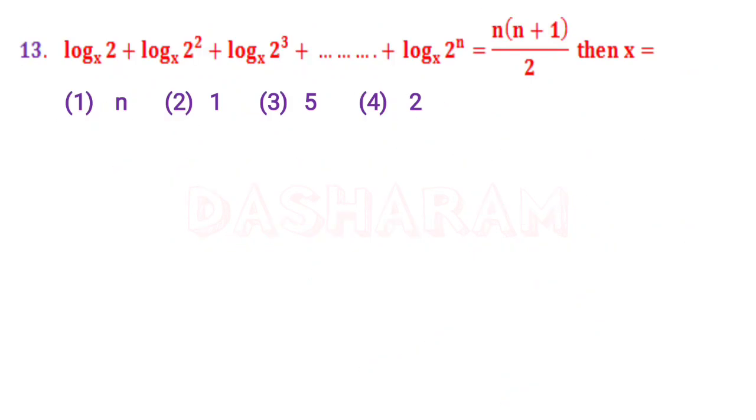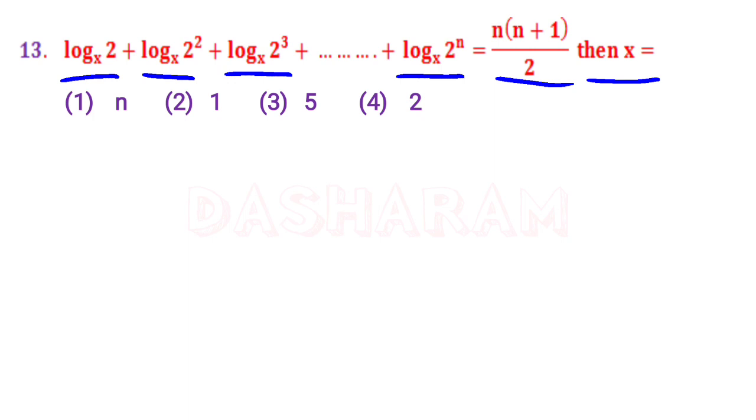13th question: log 2 base x plus log 2 square base x plus log 2 cube base x plus dash log 2 to the power of n base x equals n into n plus 1 by 2. Then what is the x value? Here I applied the log a to the power of m formula. So log 2 base x will come as it is. Log 2 square base x, by the log a to the power of m formula, equals 2 log 2 base x. Similarly 3 log 2 base x, dash, log 2 to the power of n. So the power will go in front of the logarithm: n log 2 base x.